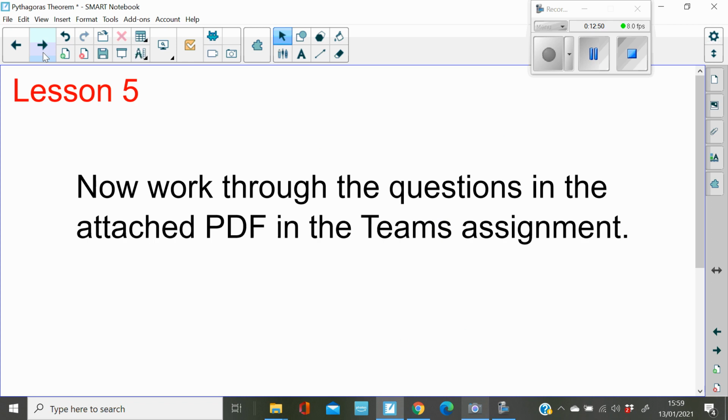And lesson 5, go back to the assignment and just complete the attached PDF with some practice questions. Again, I'll post the solutions for those.